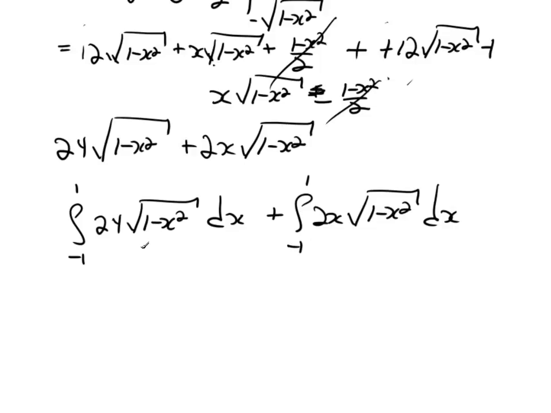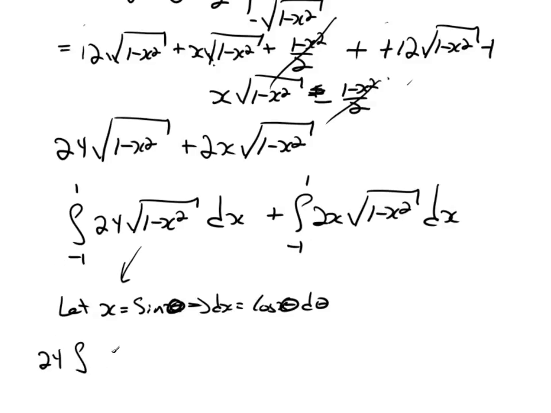Well, I need a trig substitution here. I'm going to let x equal sine theta. Then dx equals cosine theta d theta. So now what I have is 24 times the integral of the square root of 1 minus sine squared theta times cosine theta d theta.